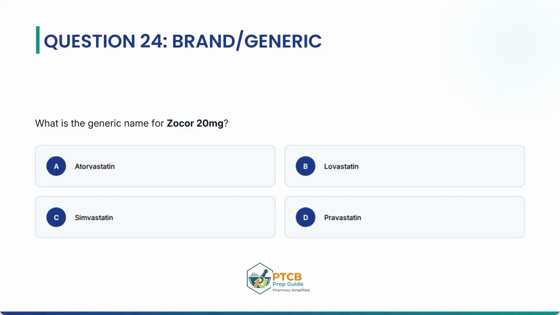Let's look at question number 24. A prescription comes in for Zocor 20 milligram. What is the generic name for this drug? Option A, atorvastatin. Option B, lovastatin. Option C, simvastatin. Or option D, pravastatin.